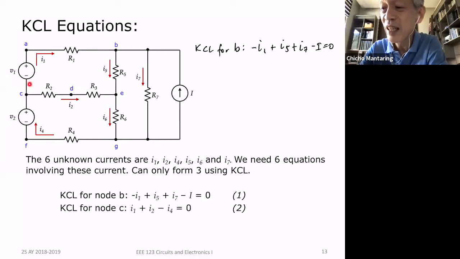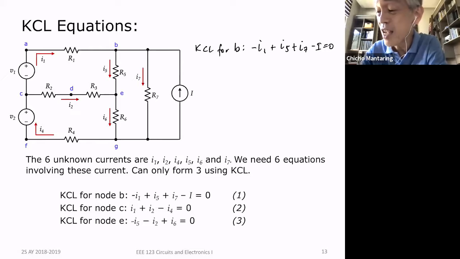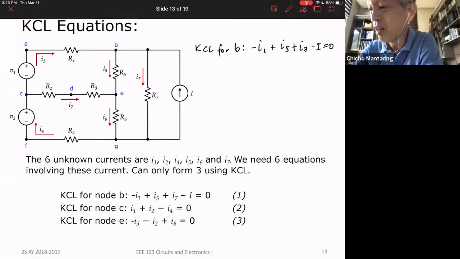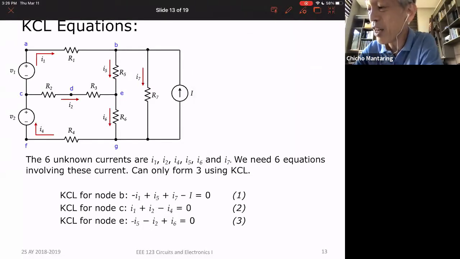For node C, I have 3 elements connected to node C. I have my V1, V2, and R2. So node C, I just have I1, it's leaving the node, I2, it's leaving the node, and I4, which is entering the node. That's equal to 0. And finally, for node E, you get minus I5, papasok, minus I2, okay, papasok din, I6 palabas is equal to 0. Okay, so those are 3 equations that I need.